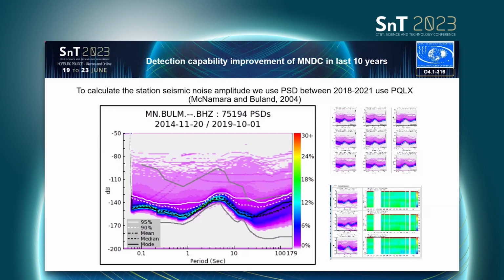Okay, so for example, for one of the stations we have 5 years of data, 5 years of calculation, as you can see. There is a PSD between 2014 and 2019. So there is all of the PDF, with the 95%, 90%, and the mean, median, and mode. You can see one of the stations in the center of Mongolia has a spectrum like this.